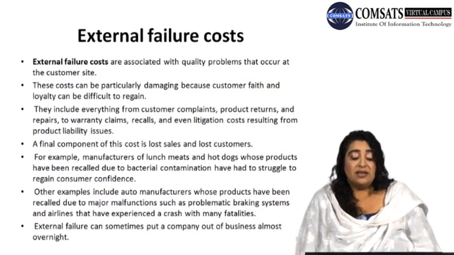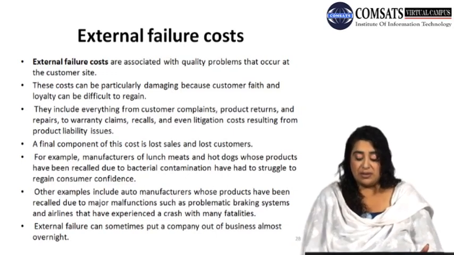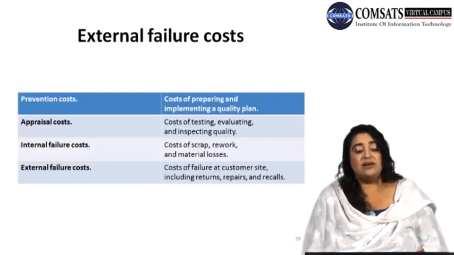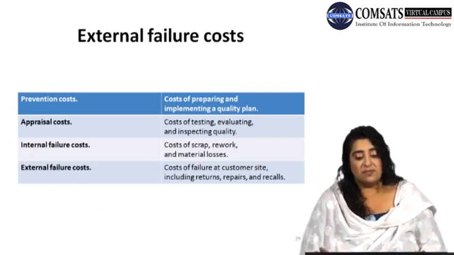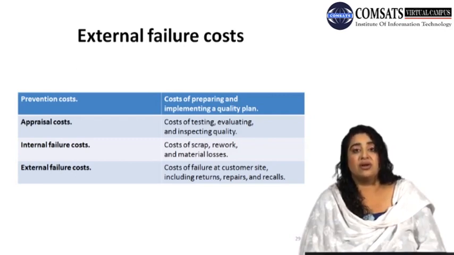So external failure can sometimes put a company out of business almost overnight. So if we judge from a quality point of view, external failure can put a company out of business overnight. It can make them bankrupt and they can lose their business. Now, when we look at prevention costs, these are costs of preparing and implementing a quality plan. So appraisal costs are costs of testing, evaluating and inspecting quality. Then internal failure costs would be costs of scrap, rework and material losses. And then the external failure costs would be costs of failure at customer site, including returns, repairs and recalls.